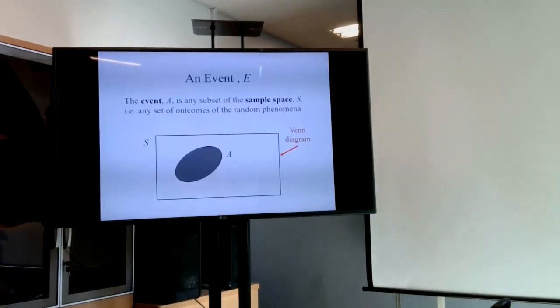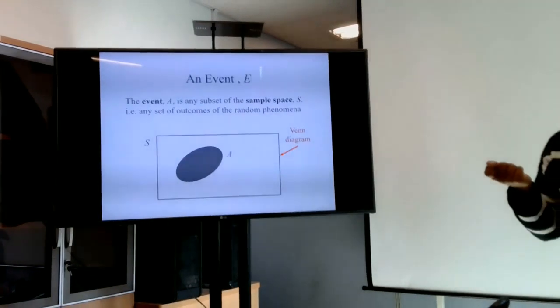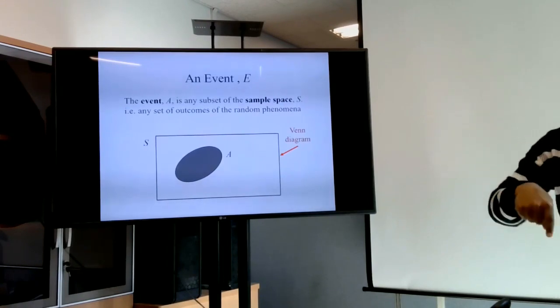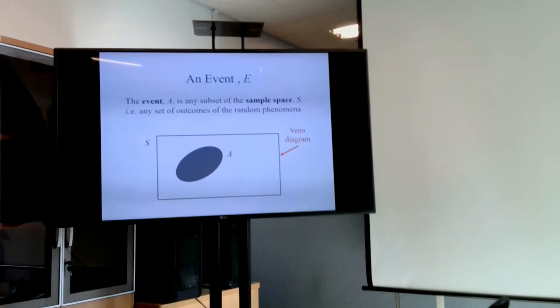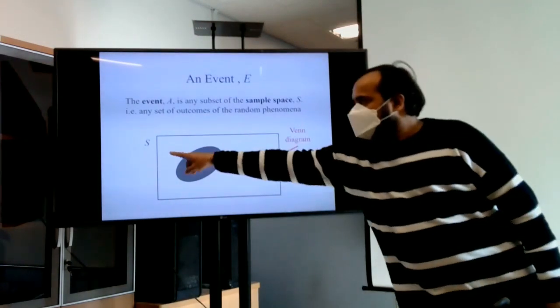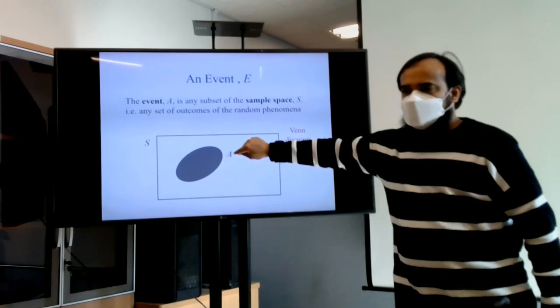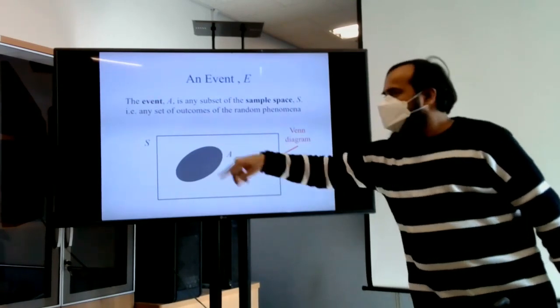An event, what is an event? It is any subset of the sample space S. Like you four students are an event of this sample space, the classroom. So it is any set of outcomes of a random phenomenon. This is the whole sample space, but this is only the event, meaning one part of the whole sample space.